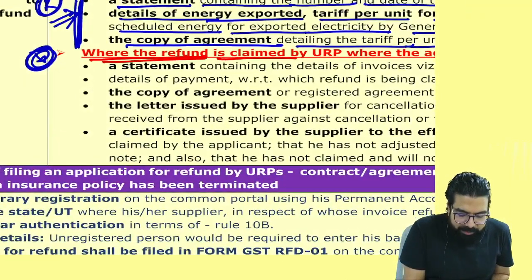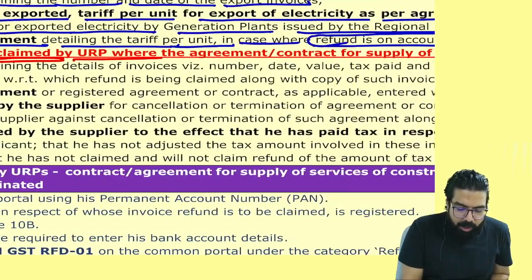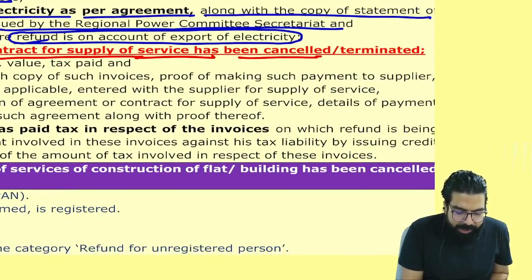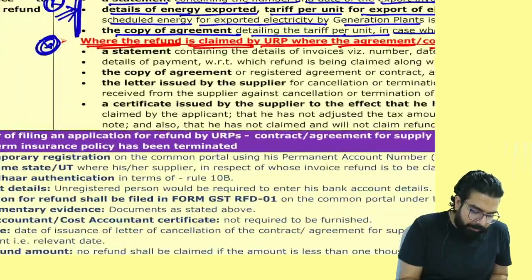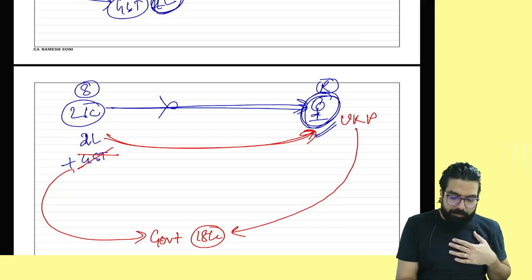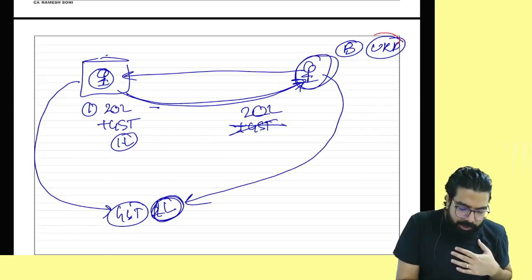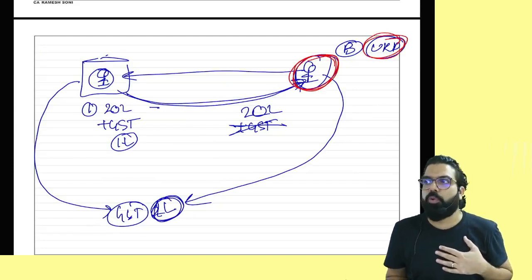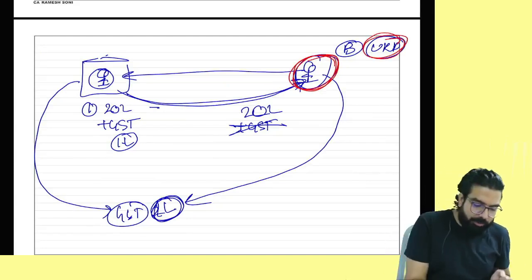Where the refund is claimed by an unregistered person, where the agreement or contract for supplying of service has been cancelled or terminated. People, what are the details you have to give if you are an unregistered person? If I am an unregistered person in these two scenarios and I want to claim a refund, what are the details I have to submit? Let's go ahead and understand.